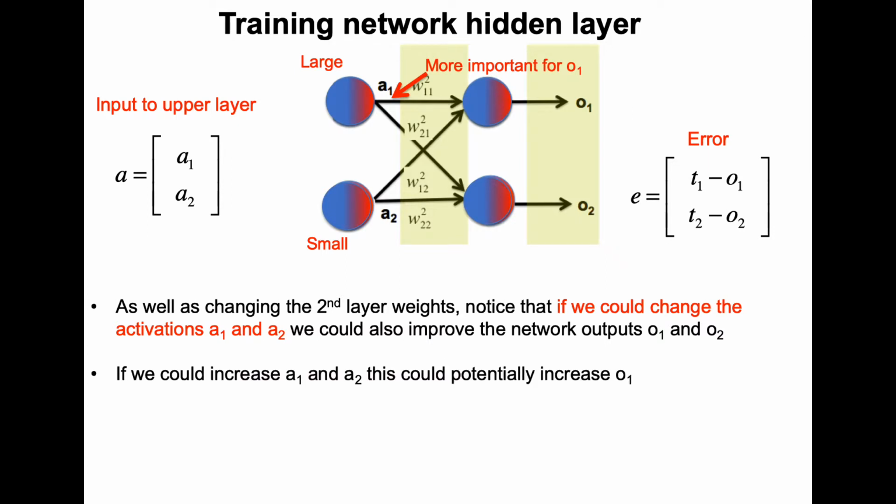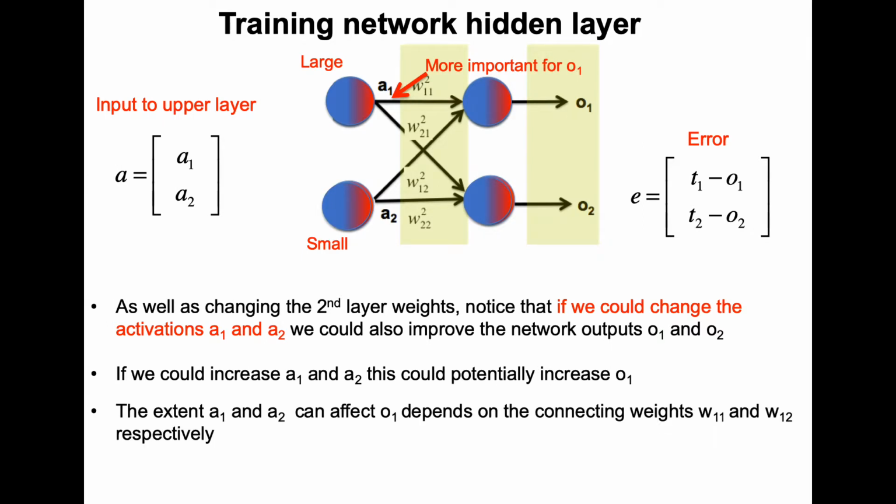And in practice, of course, we need to do both. So how can we actually do that? To what extent do A1 and A2 actually depend on the outputs that we've got? Well, if you think about it, the outputs are dependent on the connections to those particular activations. So looking at O1, we see A1 is connected via W11 and A2 is connected by W12. So these two weights, W11 and W12, basically tell us how much activations A1 and A2 depend on O1.